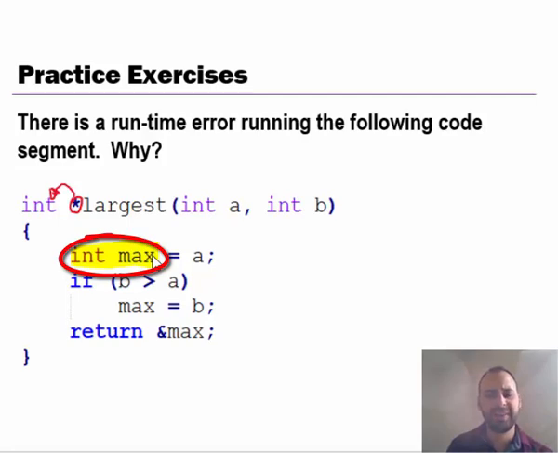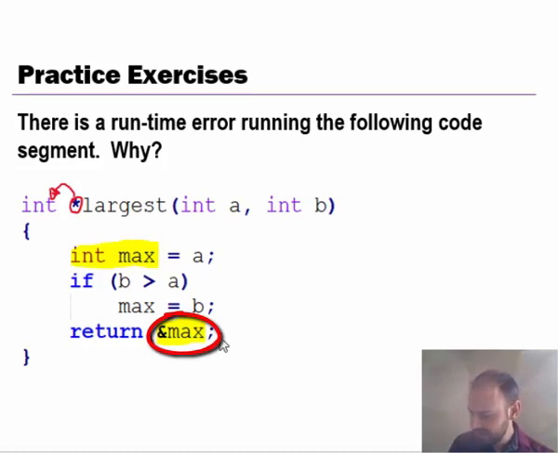The scope of that variable. Notice max is declared inside the largest function scope. Okay, this here is the address. It's saying give me the address of max. Here's the problem. Max is a local variable. That address is no longer valid the moment that function returns. The memory location is freed the moment the function returns. So that's why this is going to cause a problem.